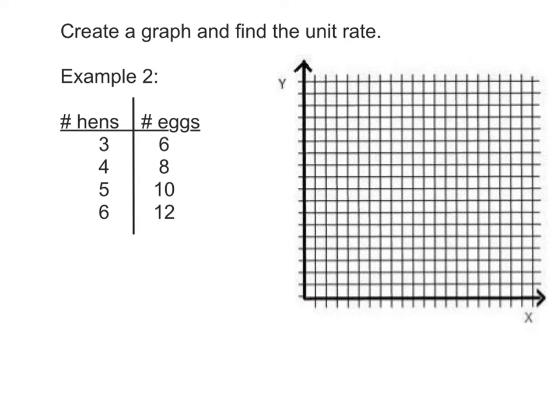Now we're going to look at our second example. In the first column we have the number of hens, so that is our horizontal axis, our x-axis, and our second column is the number of eggs, so that's our vertical or our y-axis. And let's graph those points. Okay, the first point we have is 3 hens and 6 eggs. So we go over 1, 2, 3, up 1, 2, 3, 4, 5, 6.